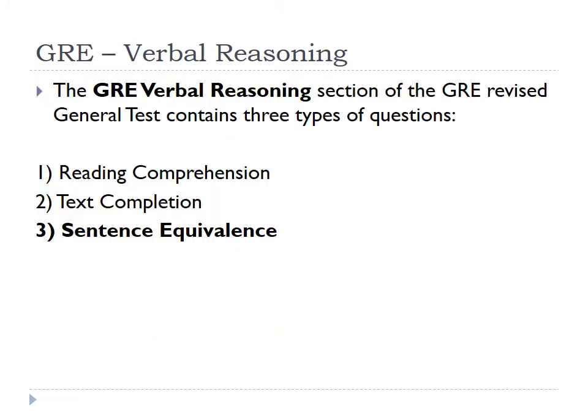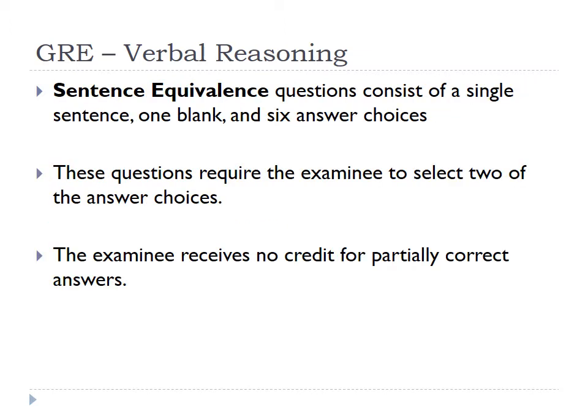All right. The last GRE verbal reasoning type of question is sentence equivalence. A single sentence, one blank, and 6 answer choices. Why 6? It couldn't be 4? Come on. You know why it's 6? Because the questions require you to select 2 out of the 6 answer choices that would work in the blank. And you receive no credit for partially correct answers. You got to pick both of them.